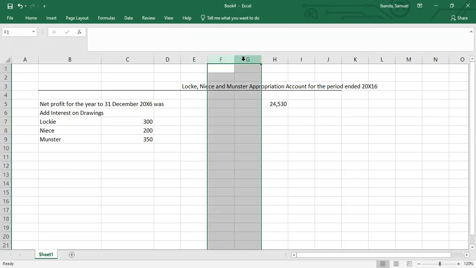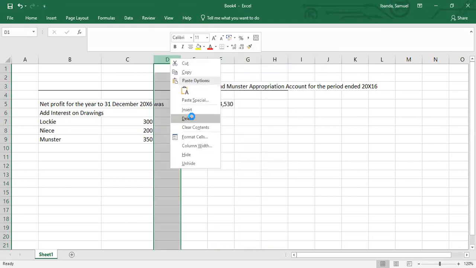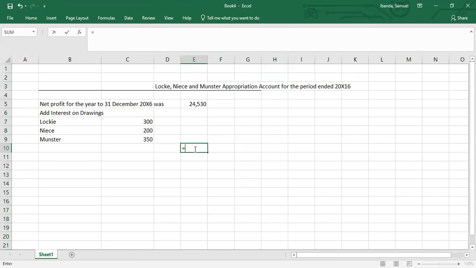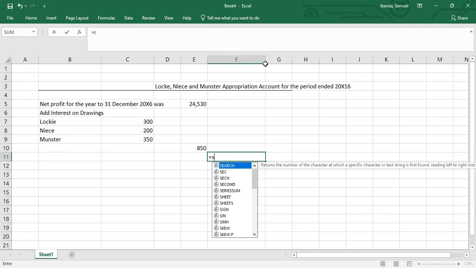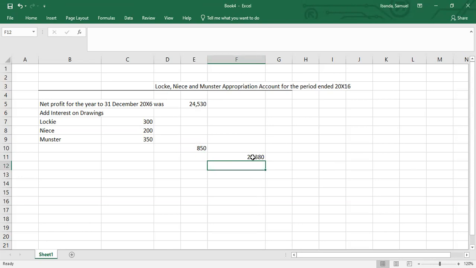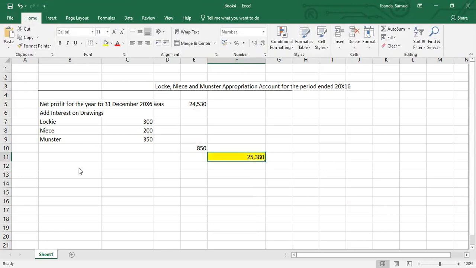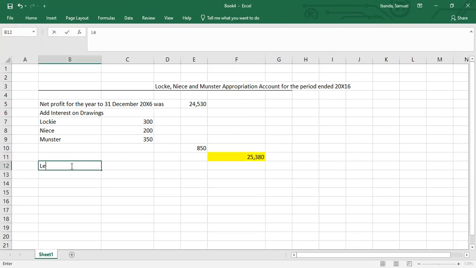Let me just try to reduce these columns. So, okay. So when I get a summation of all these, this gives you 850, okay? That gives you 850. So 850 has to be added on our profit, okay? We have to add it on our profit. So right there, when you add that 850, you basically come to the summation of these, which basically gives you 25,380, okay? So you can now proceed to less, okay?